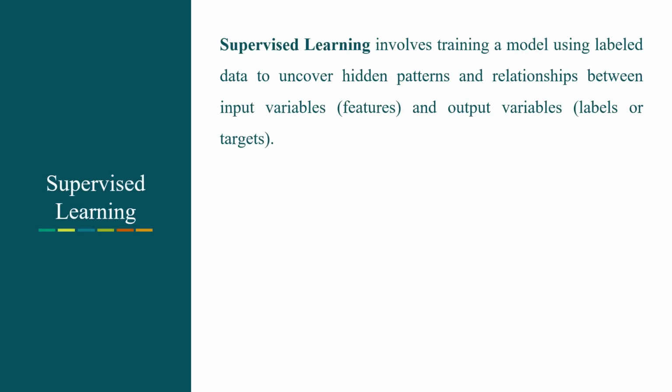So let's now talk about supervised learning. Supervised learning involves training a model using labeled data to uncover hidden patterns and relationships between input variables known as features and output variables known as labels or targets. Okay. So you can say that in supervised learning, the machine is trained using labeled data, meaning it gets input and output pairs and learns to find a connection between them. Once trained, it can make predictions on new unseen data.